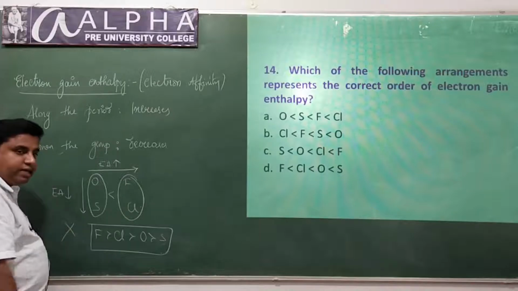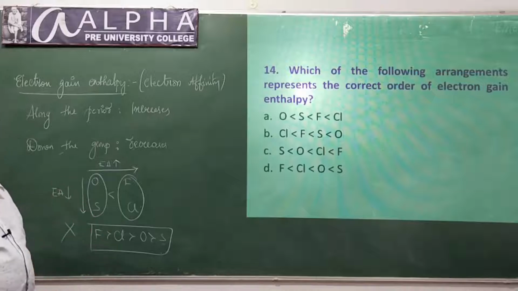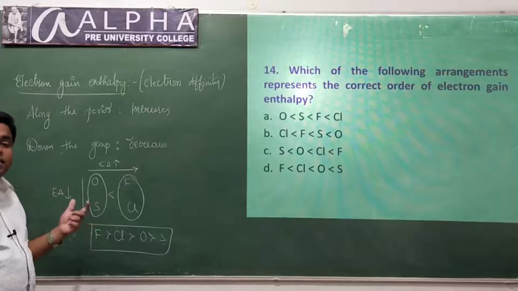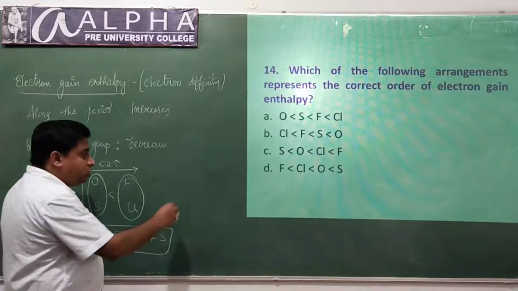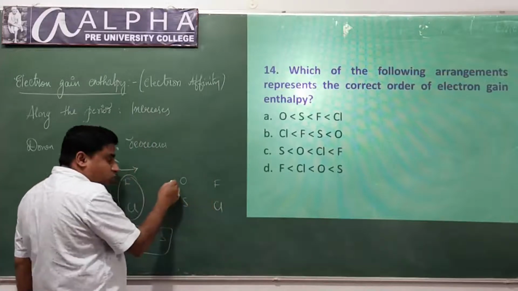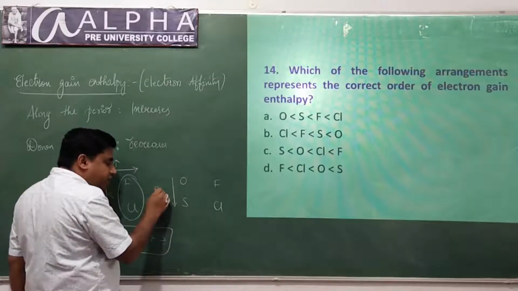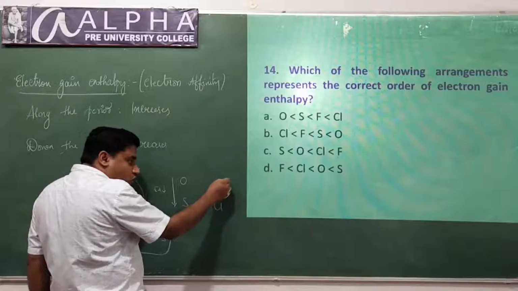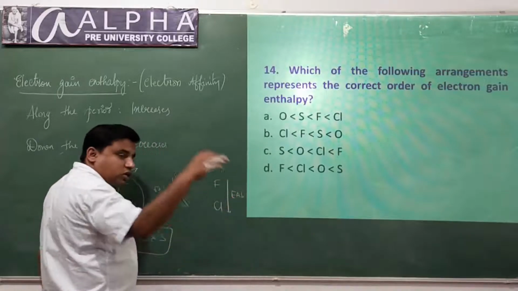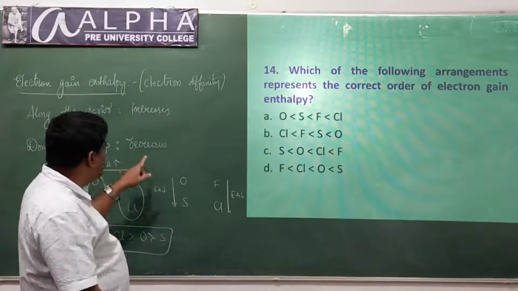But this is exactly wrong. It is absolutely wrong. Understood? Are you getting my point? So this order is wrong. That means there is an exception here. Again, let me write oxygen, sulfur, fluorine, chlorine. As I am telling you, as you go from oxygen to sulfur, electron affinity should decrease. As you go from fluorine to chlorine, electron affinity should decrease, because down the group electron affinity should decrease, according to the rule.